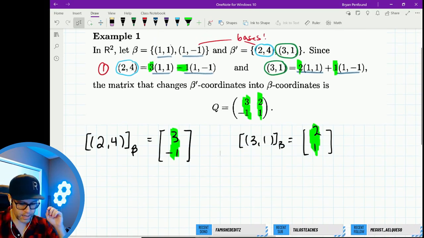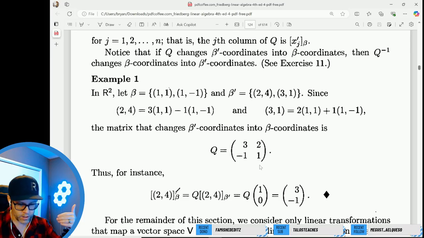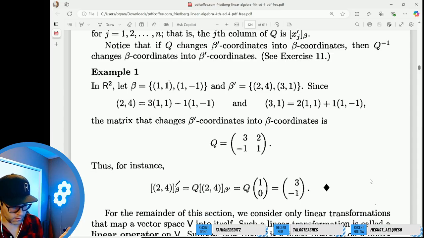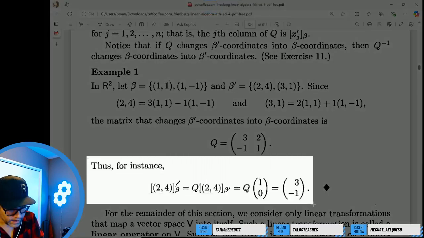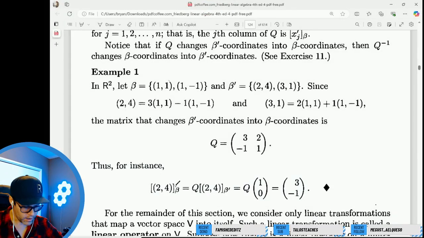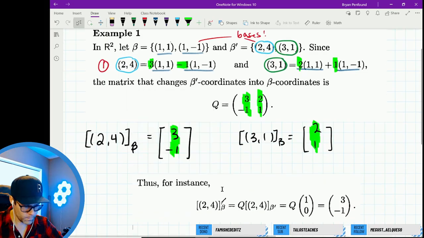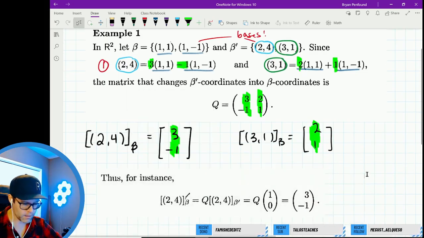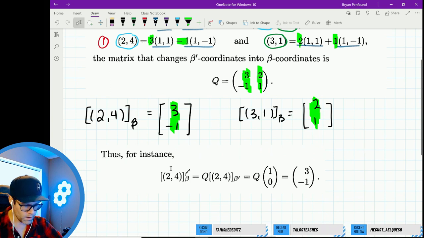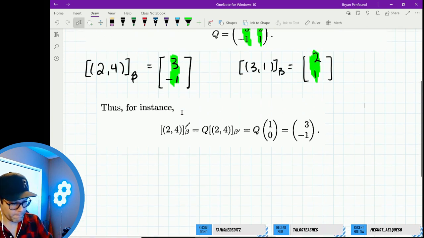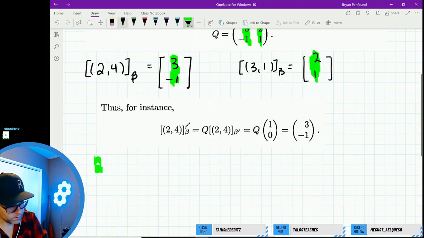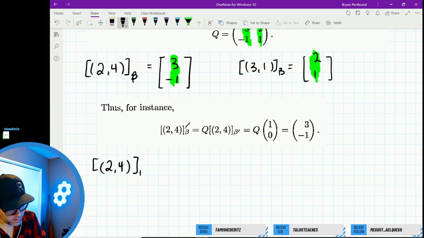Let's take a peek at where they're going to take this. They're just saying this is a change of basis matrix. And let's see how they utilize this change of basis matrix. They say, for instance, if I take 2, 4 with respect to basis beta, we already know what that is. That's the vector 3, negative 1.